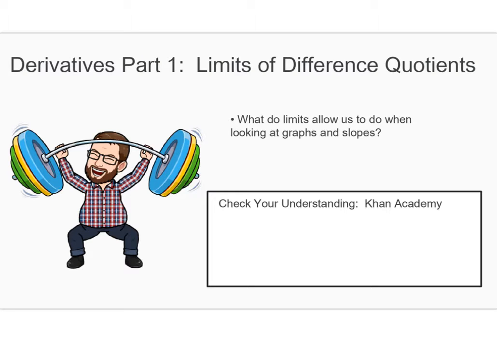Hey students, we're going to be looking at the limits of things called difference quotients. Difference quotient: subtraction, division. I know one thing that's a subtraction division. That's like this guy.